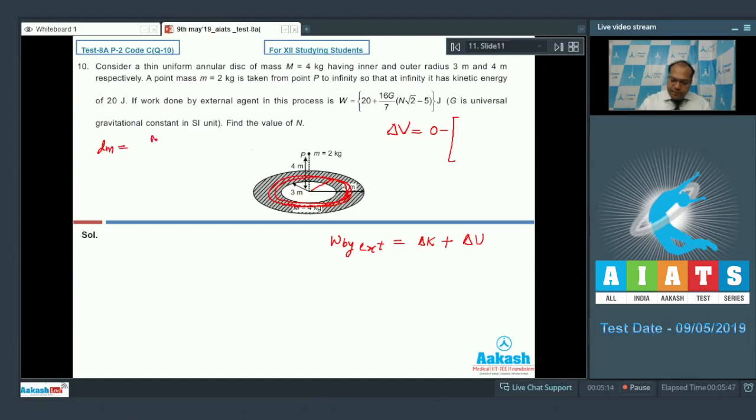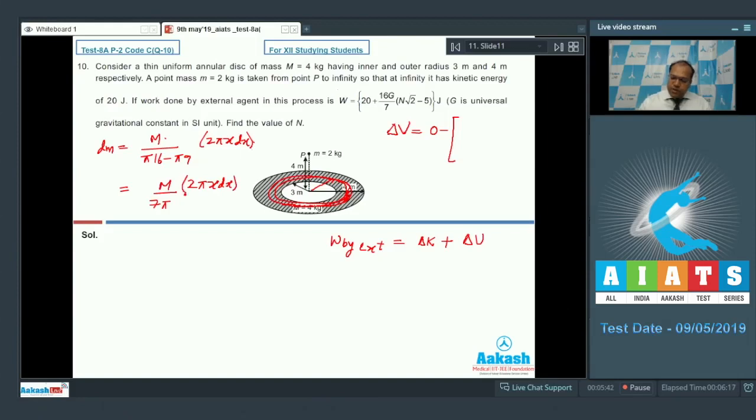capital M divided by pi into 16 minus pi into 9, into the area of this segment. So that is 2 pi x dx. So dm can be written as M divided by 7 pi into 2 pi x into dx.